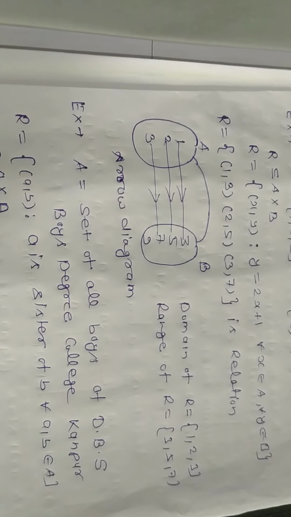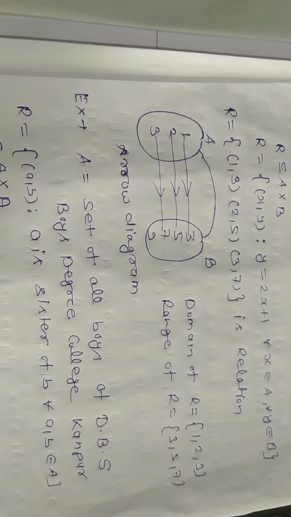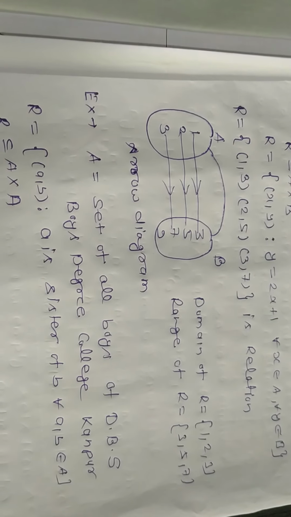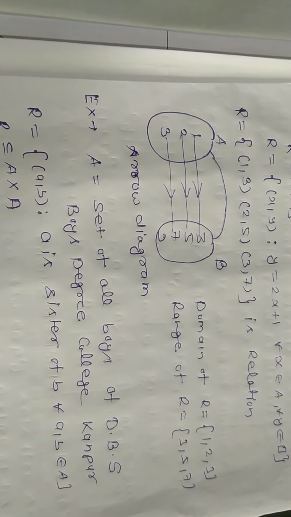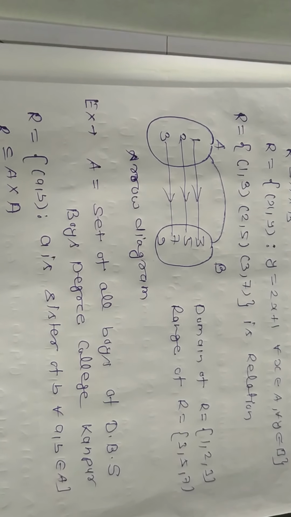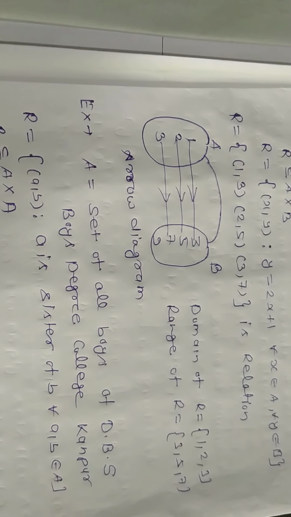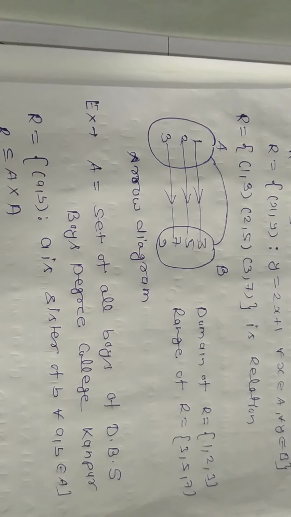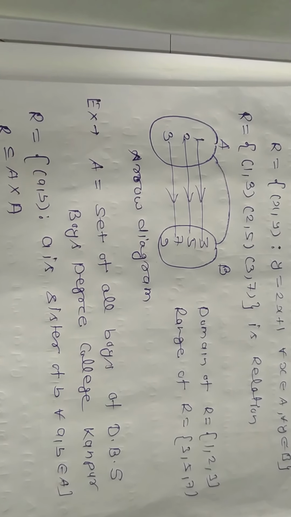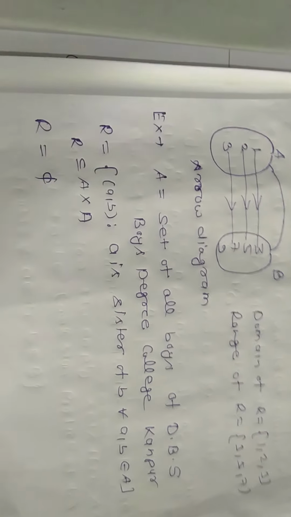And this is an arrow diagram. This is a representation of relation from A to B, so we can represent it by an arrow diagram. The images of 1, 2, 3 are 3, 5, 7 and the pre-images of 3, 5, 7 are 1, 2, 3. The domain of R is {1, 2, 3} and the range of R is {3, 5, 7}. So it is an arrow diagram.